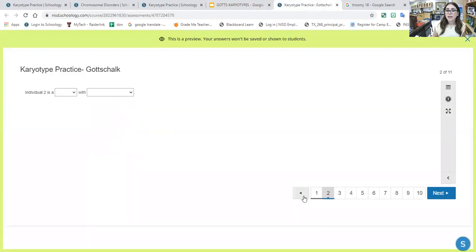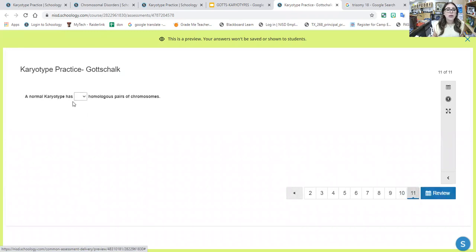The only thing that will be taken up for a grade is this Schoology assessment, which is why you have 2 attempts at it. Please be very careful when inputting your answers because they all have the same layout and it just has the number of the individual change. So just make sure that you're on the correct individual.